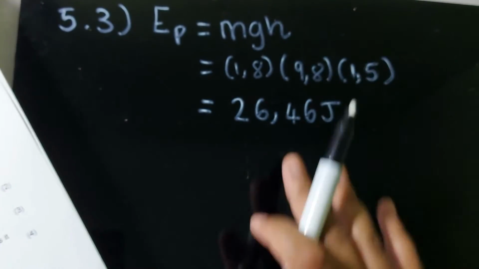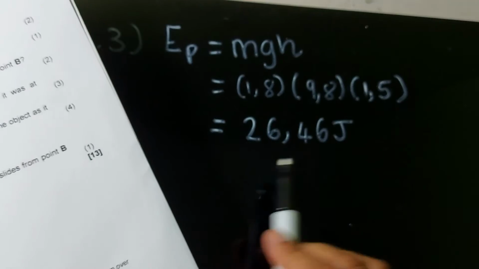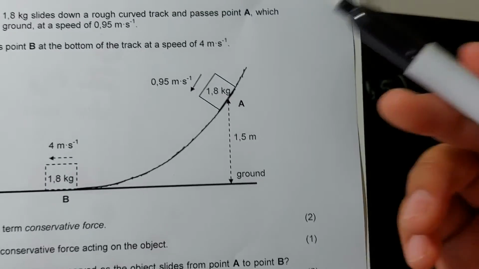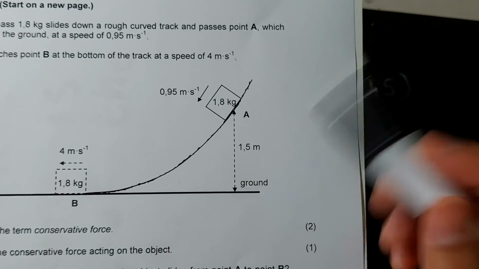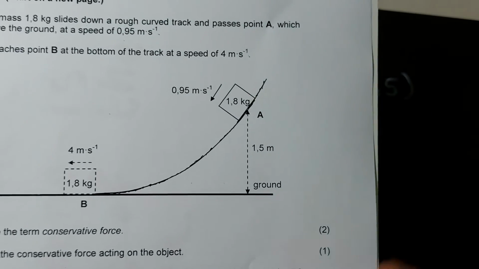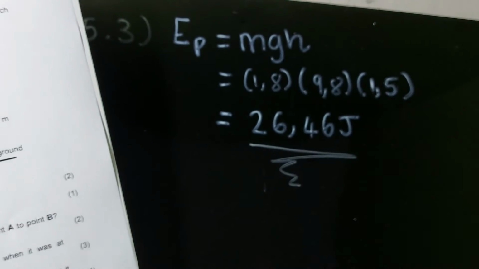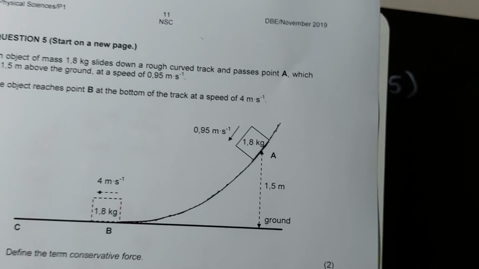And so this is the potential energy of the object when it is at point A. So in other words, this calculation is indicating to us how much energy the box has when it is raised to a level of 1.5 meters. When an object of this mass is raised by this height, this is the amount of potential energy that it has. That is what this calculation is showing.